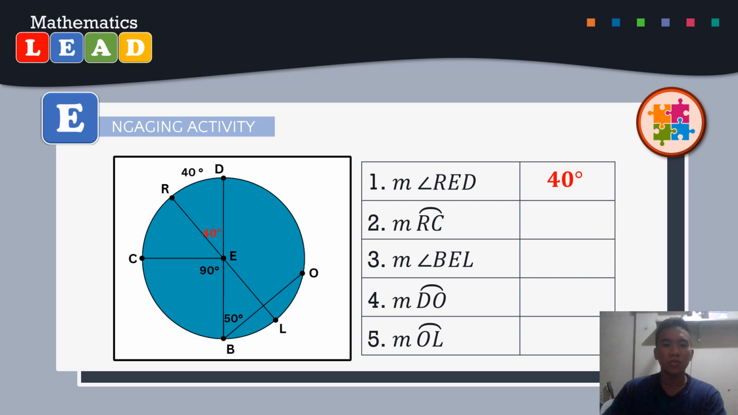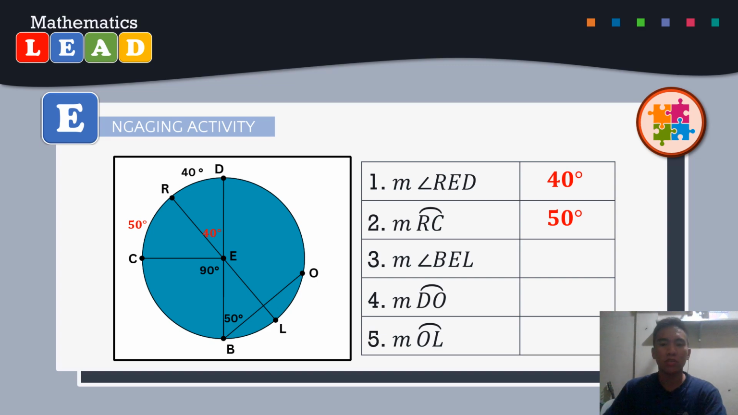For item number 2, find the measure of arc RC. Yes, that's correct. Angle CED is a right angle that measures 90 degrees. Since angle CED is 90 degrees, arc CD is also 90 degrees. Arc RD is already 40 degrees, which means that the measure of arc RC is 50 degrees. Basically, we do 90 degrees minus 40 degrees and we get 50 degrees.